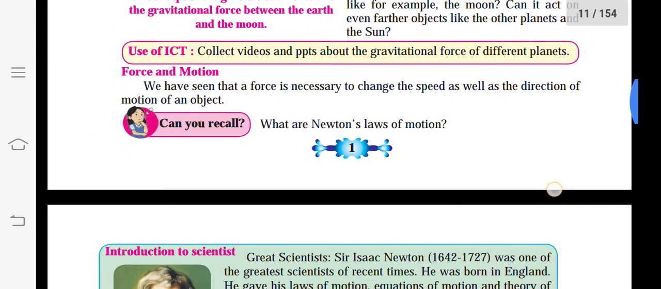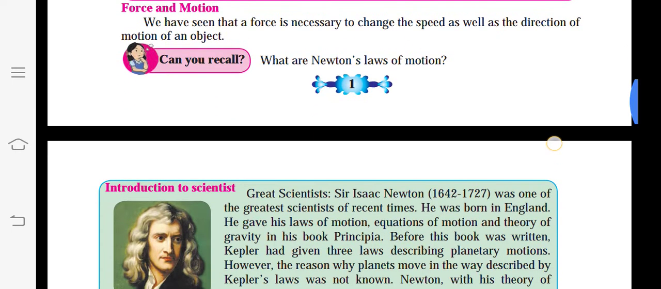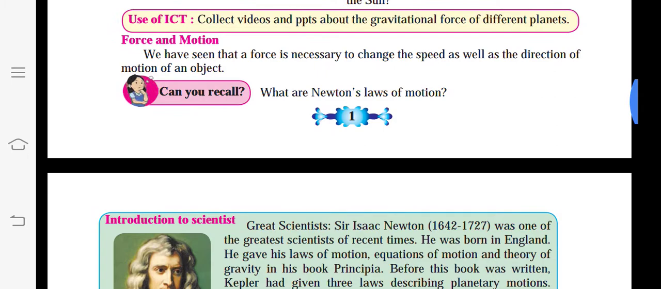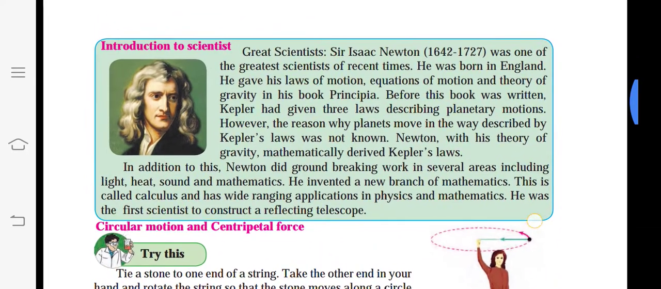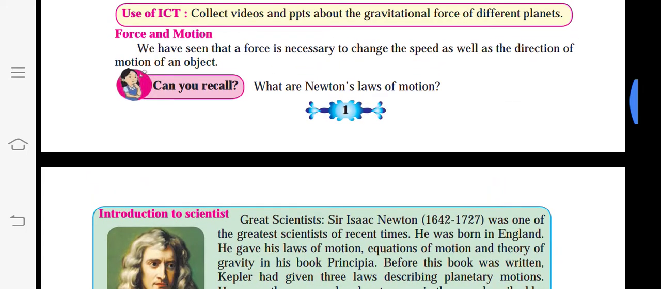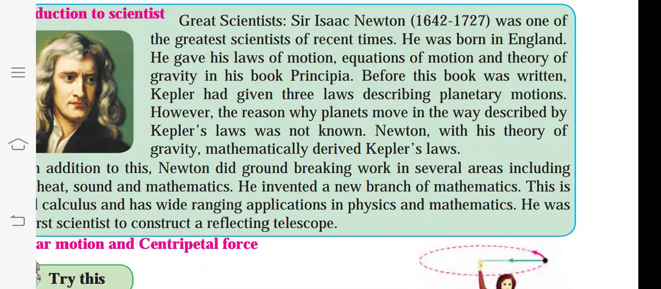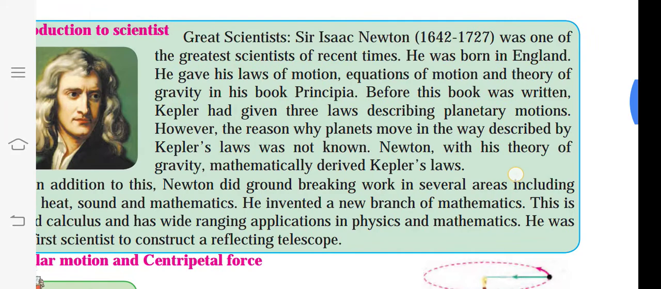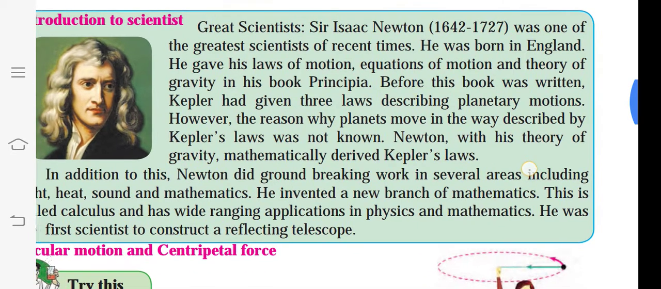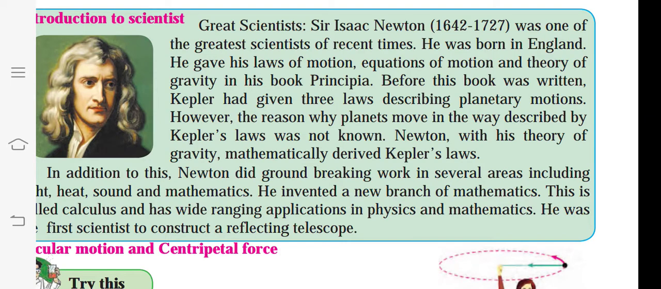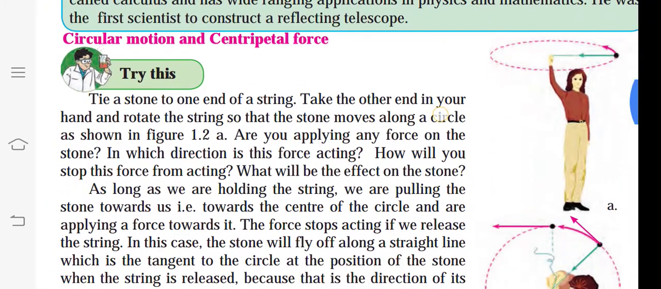Force and motion. We have seen that force is necessary to change the speed as well as the direction of the motion of an object. What they are saying is that force is necessary in order to change the direction of the object, and also the speed. Now here some introduction of the scientist is given: Sir Isaac Newton, born in 1642 and died in 1727, one of the greatest scientists of recent times, and the discoveries are here. So read that passage carefully.